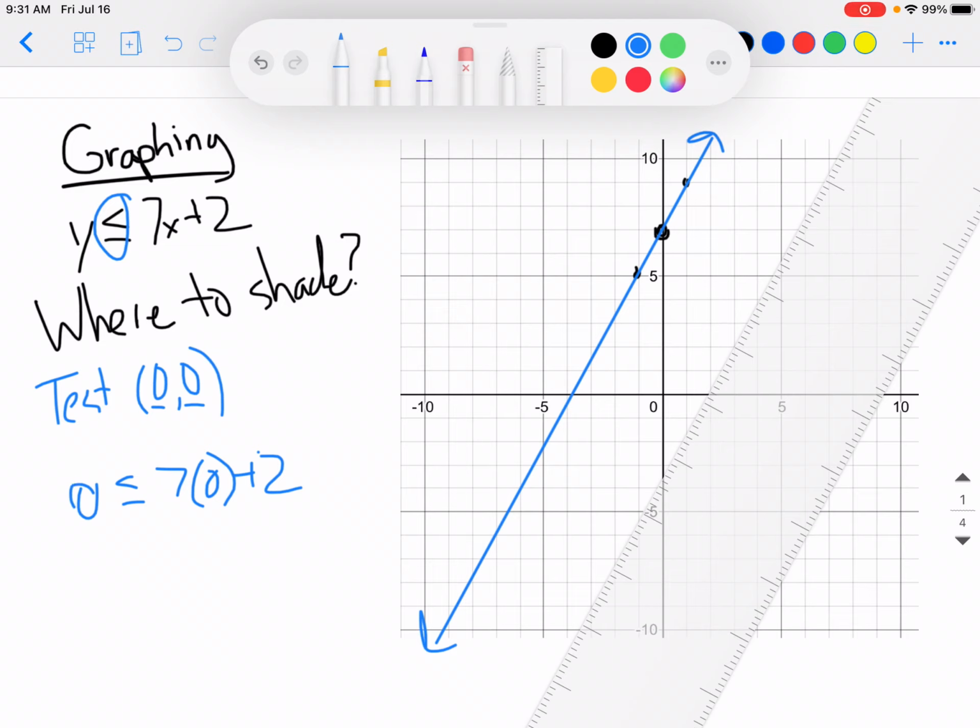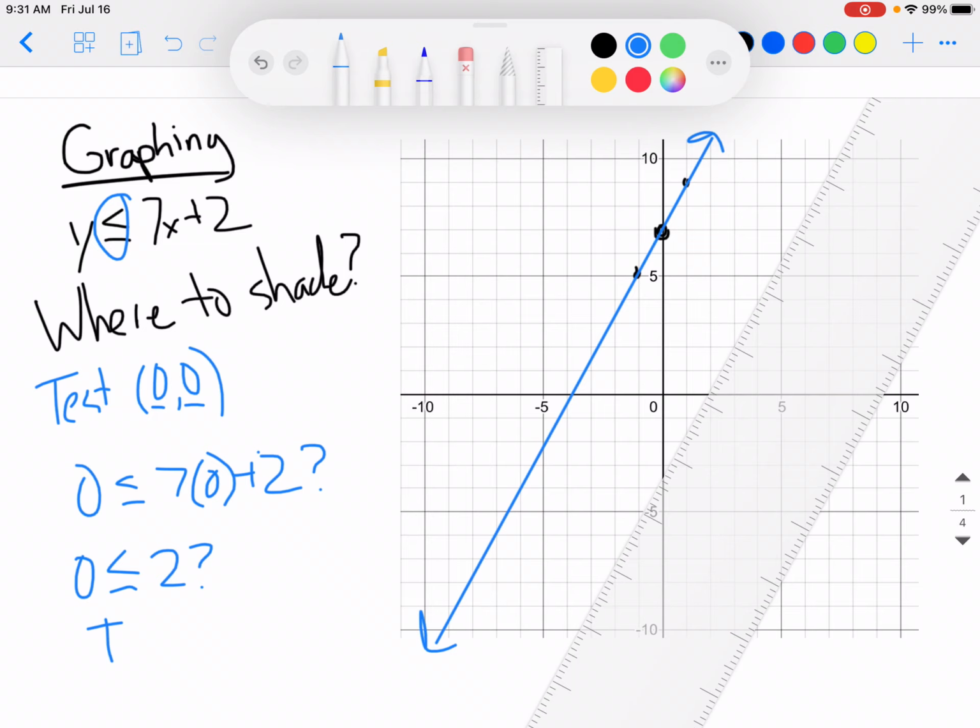So we're looking at, let me tidy that up a little bit. We're looking at 0 is less than or equal to 2. Now, the thing is, this is a question, all right? We're asking ourselves, is this a true statement?